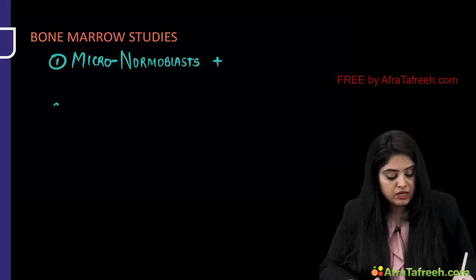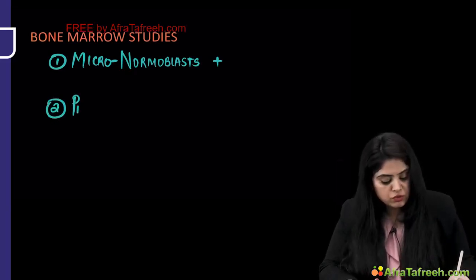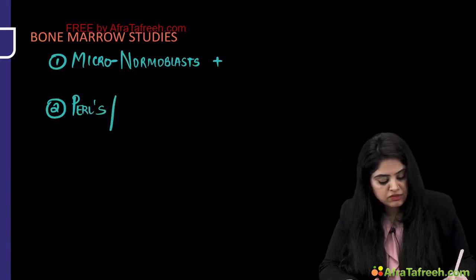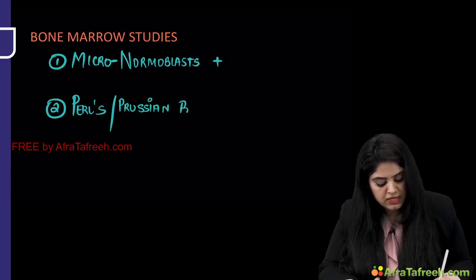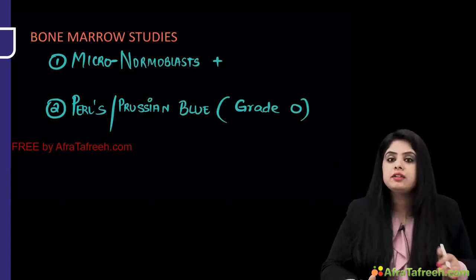Point number 1. Point number 2. I want to test for iron. What stain should I use? This I've been asking you a million times since the beginning of pathology. The stain that we use is the Perls stain or the Prussian blue stain. And how much iron will I get? I will get grade 0. Grade 0 means that there is no iron in the stores.